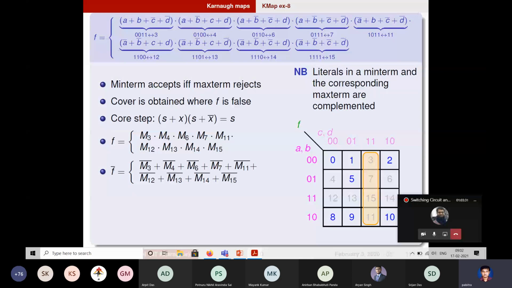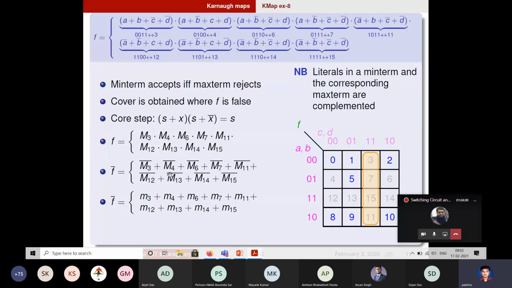Okay, so what is M3 bar? Because I said that M3, I'll take complement. So if it is 1, 1, I will take it as C bar D bar. So if M3 is C bar D bar, M3 bar is CD, the corresponding min term, that is small m3. I'm writing it like that. Similarly, M4 bar is small m4.